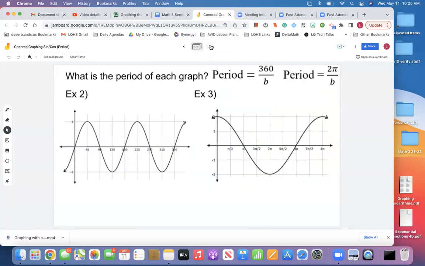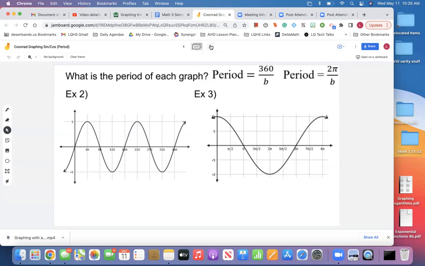Here we go. All right, so this is different. This is saying, basically, they haven't given us an equation. They've given us a graph. So we go, this is weird. So here's how you do this.